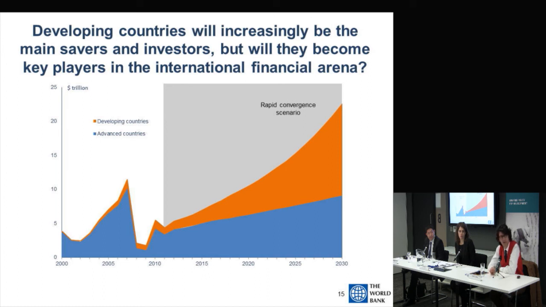So there are things that have to happen. But what you should take out of this is that, in a world where the developing countries will be much more important, the cost of not reforming, of not adopting the correct policies, will be much larger than in the current environment.